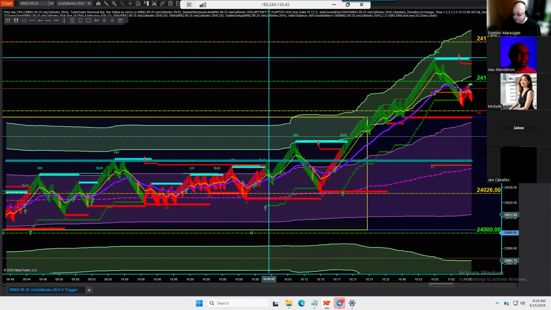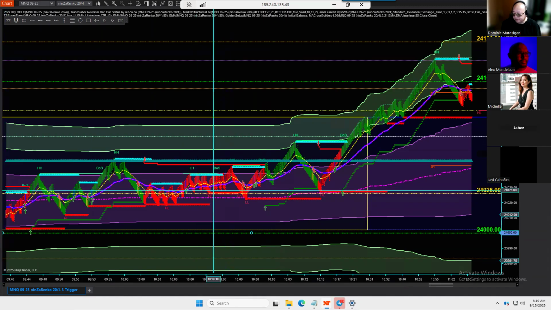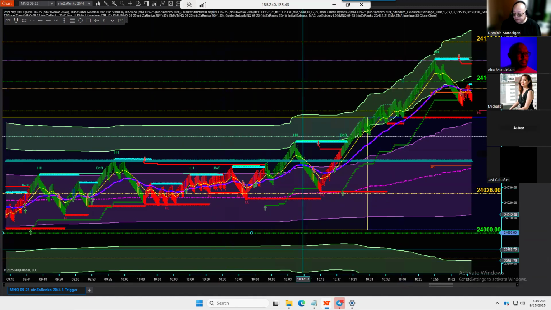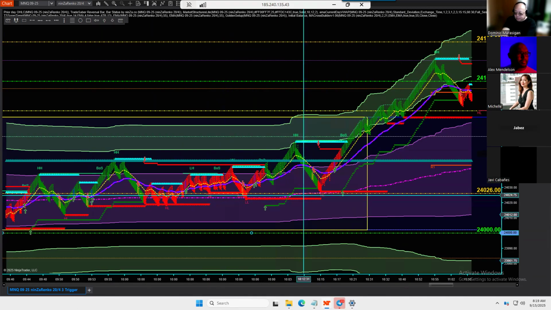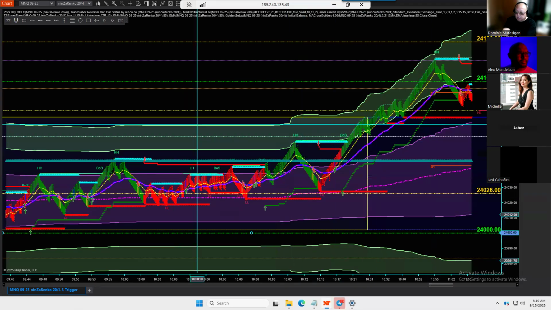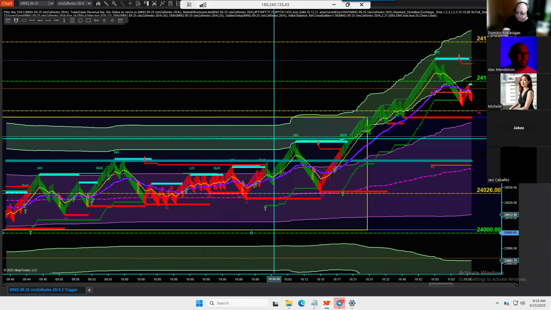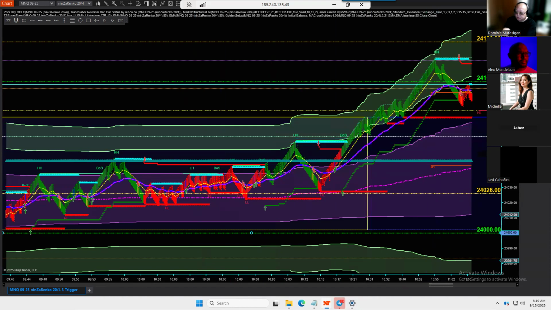How all those levels are in confluence. The 24,026 with the VWAP. That was a major confluence. But you could enter, like I said, when you have this cross. Now let's look at this when I added that on your basic chart rather than the VWAP chart.